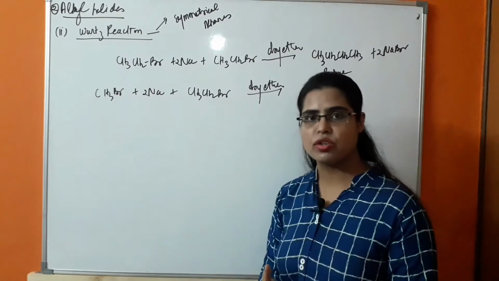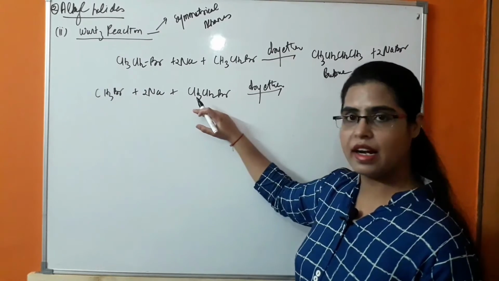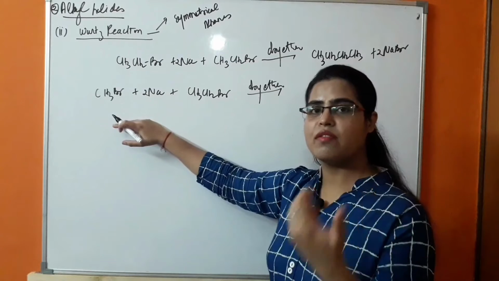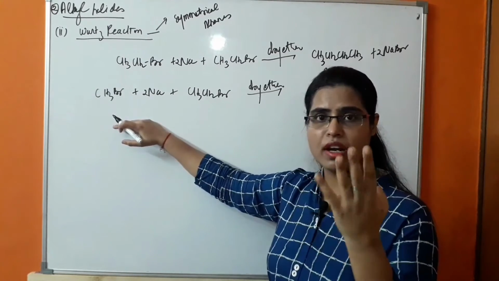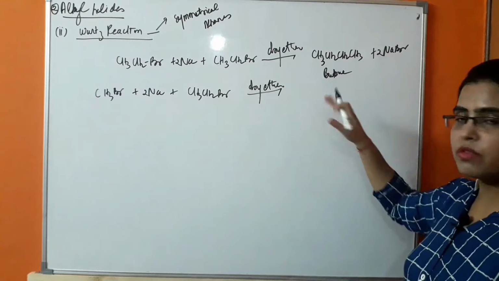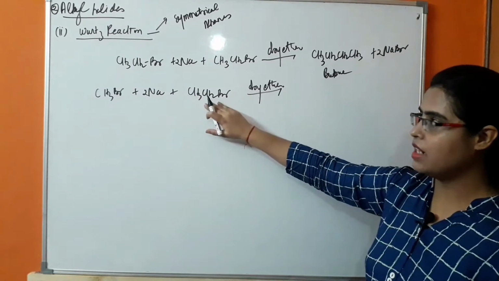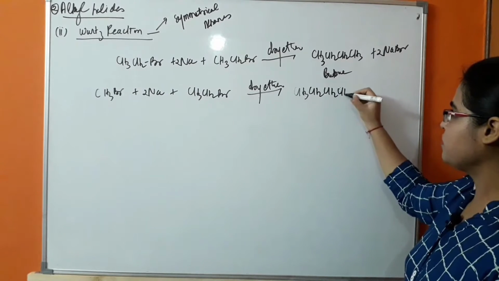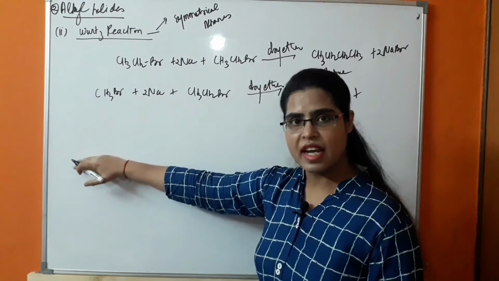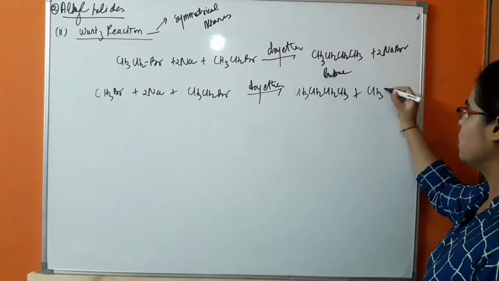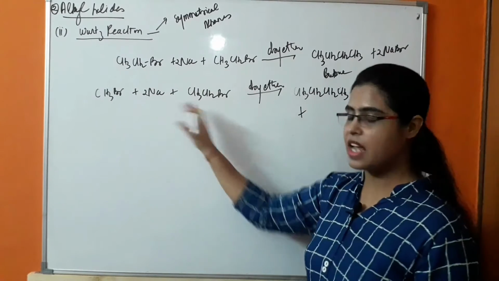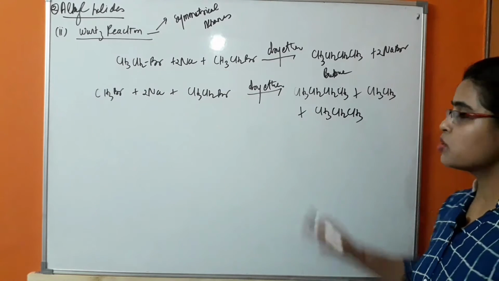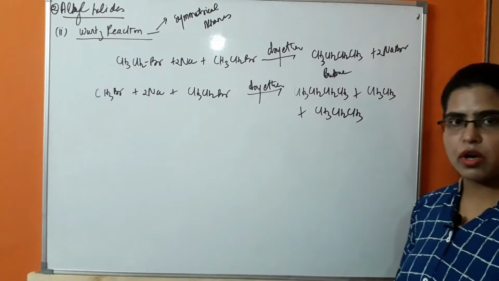So why will we get a mixture of hydrocarbons? Because these two alkyl halides are different, they react with themselves and also with each other. So three hydrocarbons will be formed. What will be the hydrocarbons formed? When ethyl bromide reacts with itself, it will form butane, and when methyl bromide reacts with itself, it will form ethane, and when they react with each other, propane will be formed. So a mixture of hydrocarbons will be obtained.